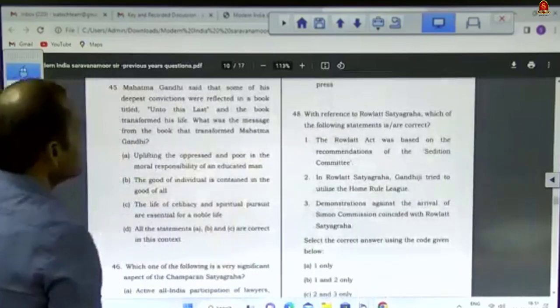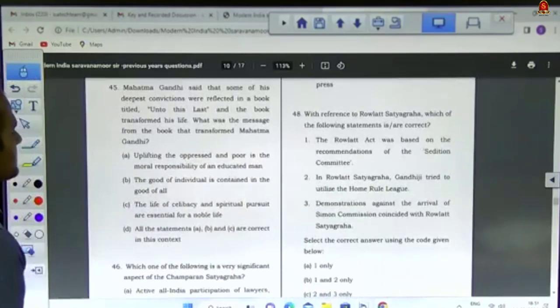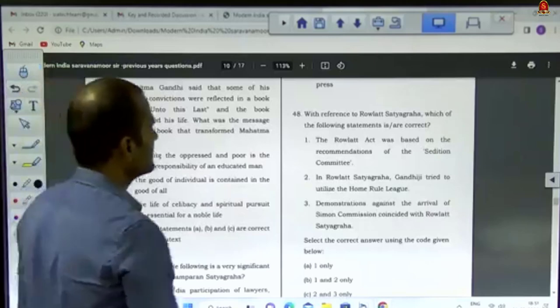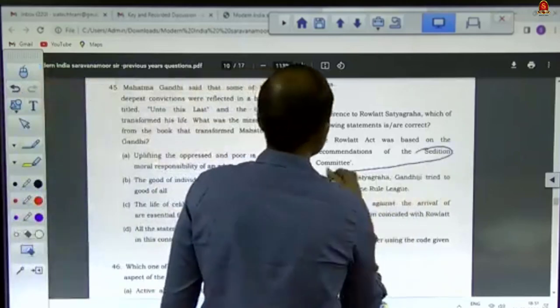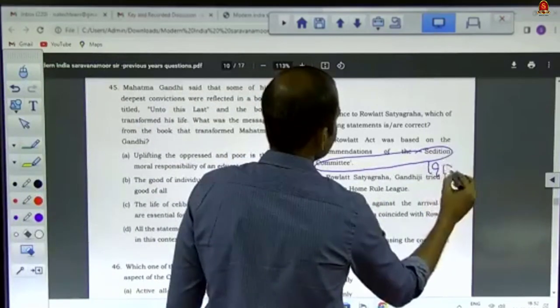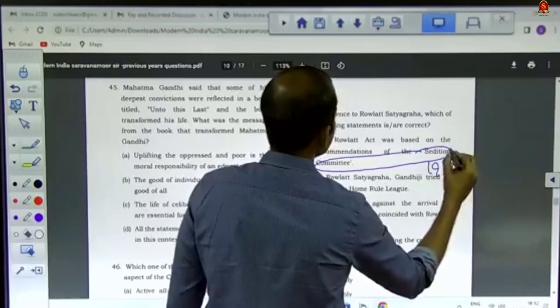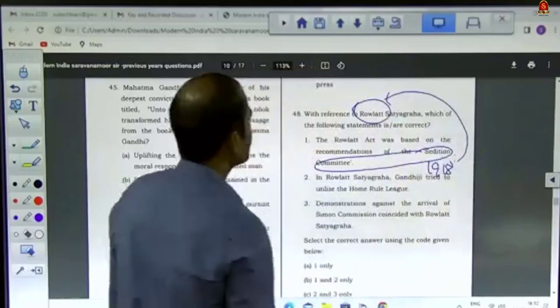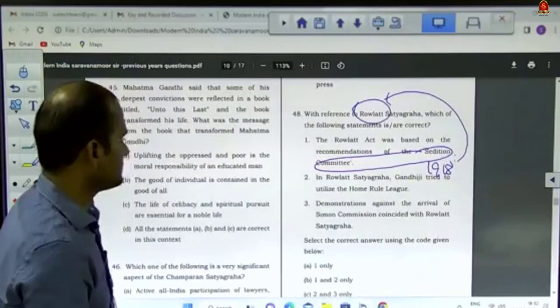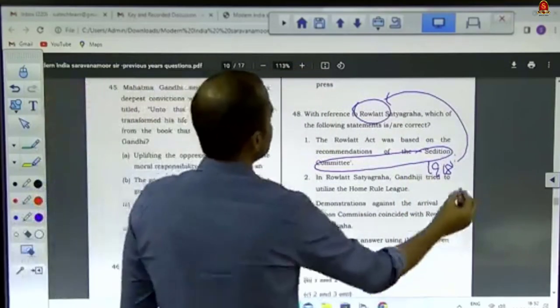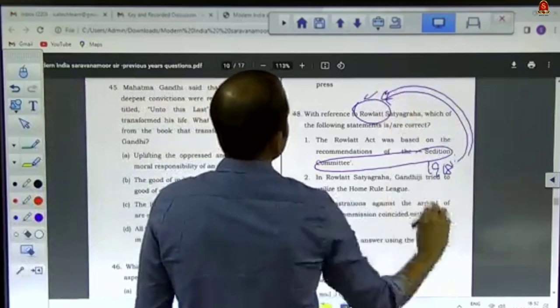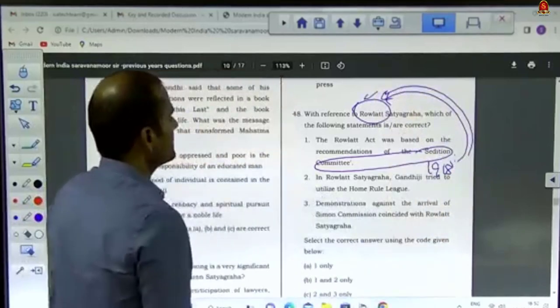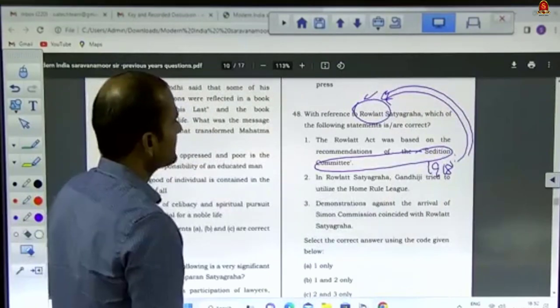48. With reference to the Rowlatt Act, which of the following statements is correct? The Rowlatt Act was based on the recommendation of the Sedition Committee. Actually, this Sedition Committee was set up in 1918. Who was the head of the committee? The committee was headed by Sidney Rowlatt, a Sessions Court judge, who later became the Viceroy's law member. So he introduced it. So this is the Sedition Committee.